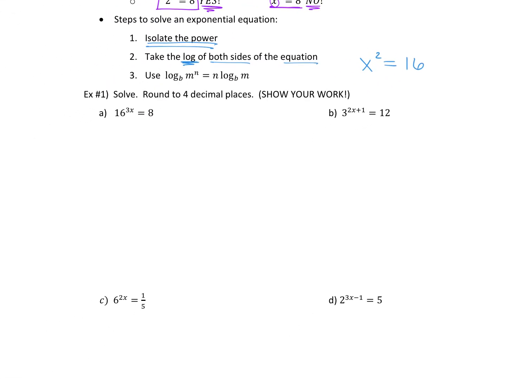Once you've done that, then this property will come into play, and I will talk you through that as we do it. And you saw this before. You saw this on Friday. But it's those 3 steps, okay? That's what we're going to make sure we do to solve these problems.